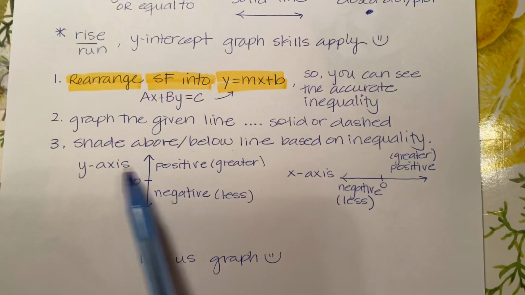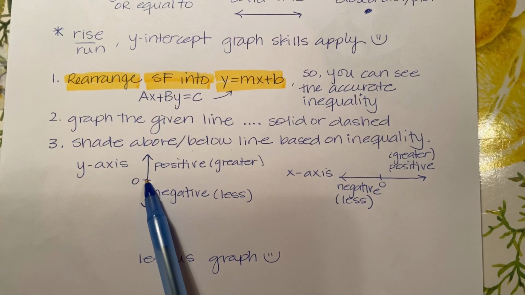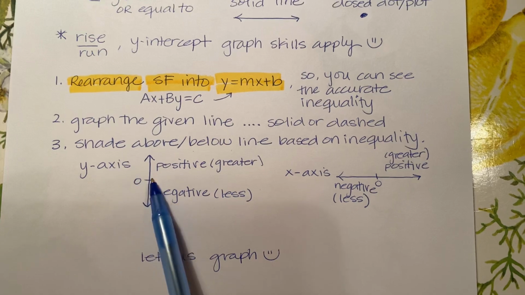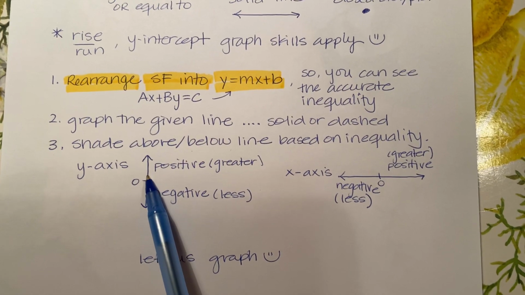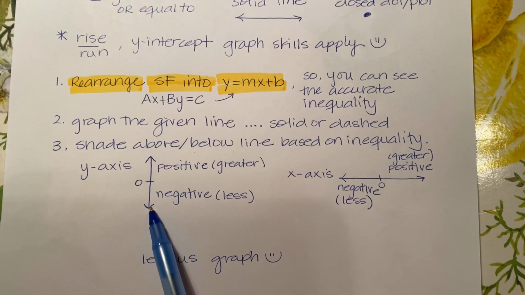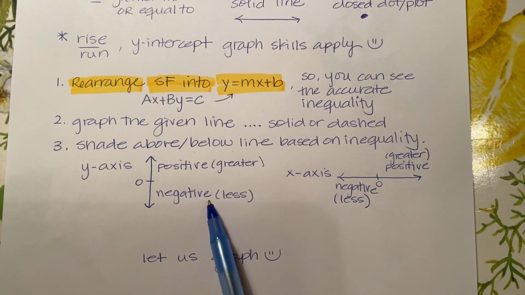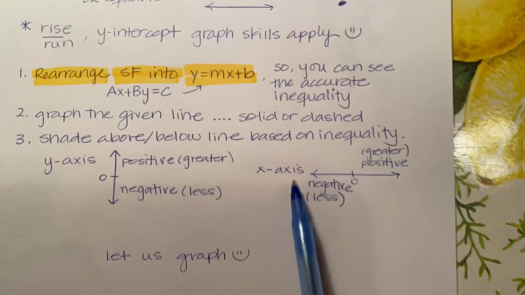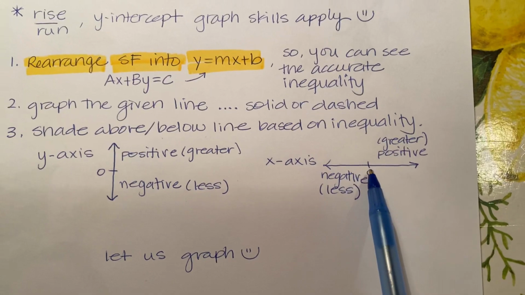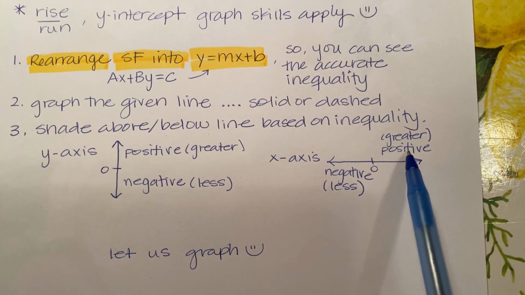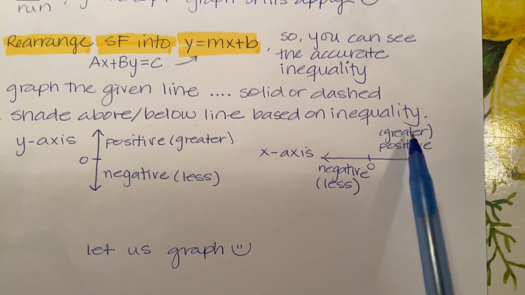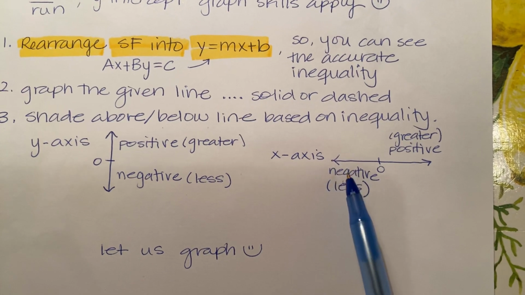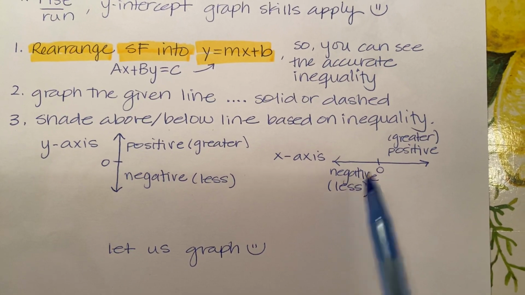So the y-axis has a 0, and I only took half of a coordinate system, I kind of split them apart. Your y-axis has a 0, which is your origin, and then you go up to positive numbers, and down to negative numbers. So positive numbers are greater than negative numbers, and negative numbers are less than positive numbers. On the x-axis, here's our 0, our origin. If we move to the right, we're in the positive numbers, which are greater than negative numbers. If we move to the left of the origin, we're in negative numbers, so those are less than positive numbers.